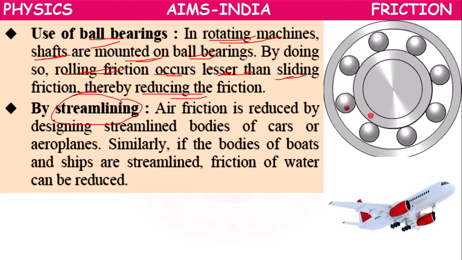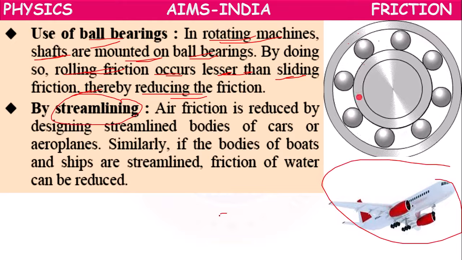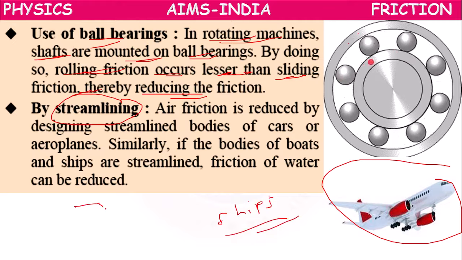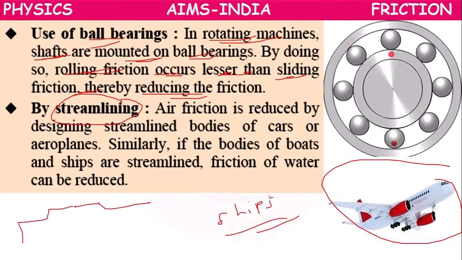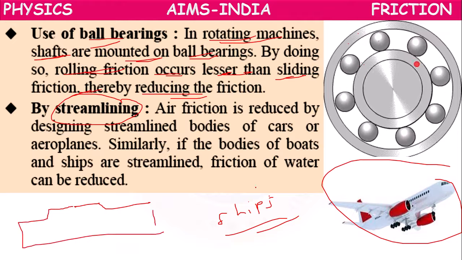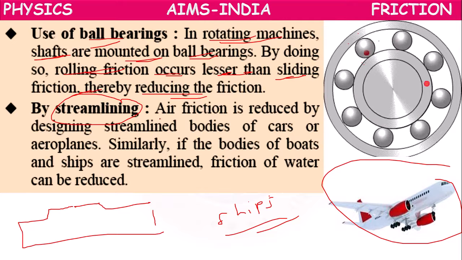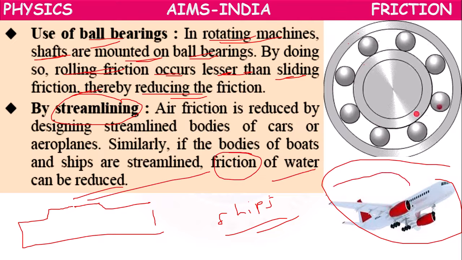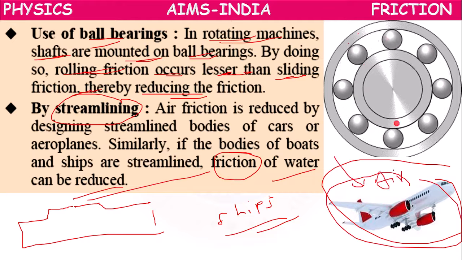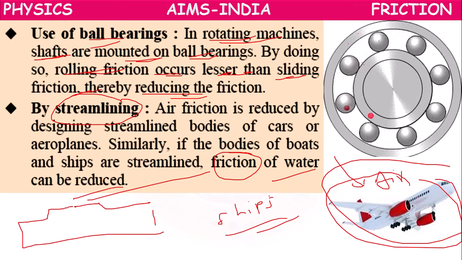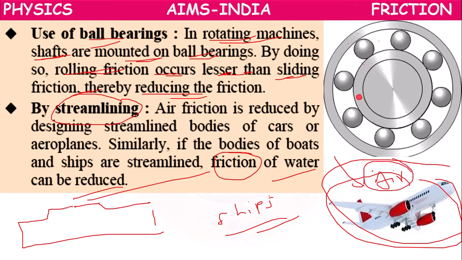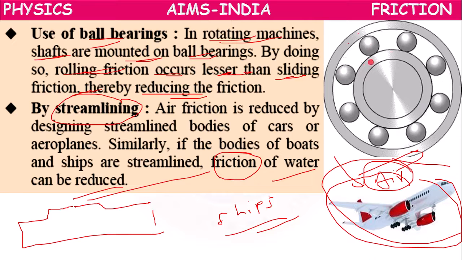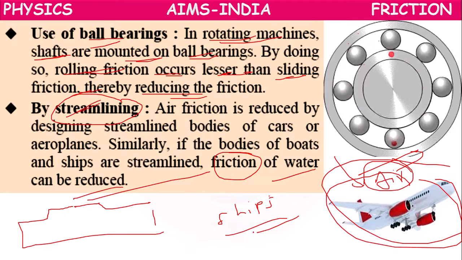Or by streamlining. Aeroplanes or ships or vehicles are streamlined in such a way that the friction is reduced. Regarding aeroplane, it means friction by air, because aeroplane is moving in the air, friction will be created by the air. To overcome the friction by air, its shape is specially designed. That shape is called streamlining shape, like fish shape.